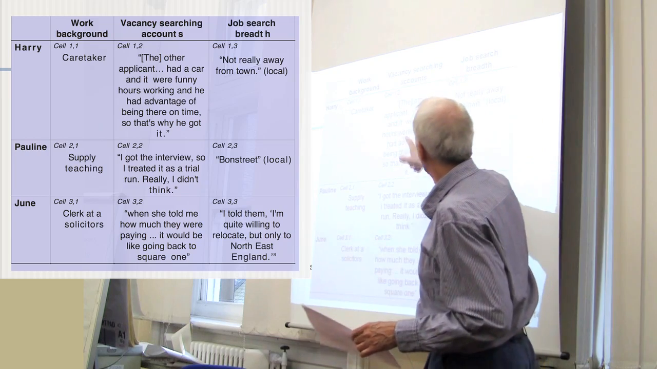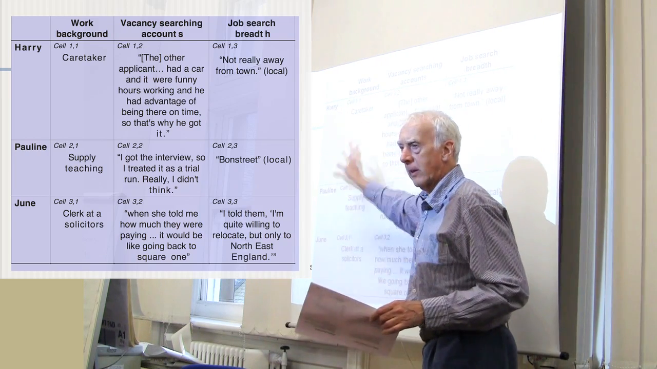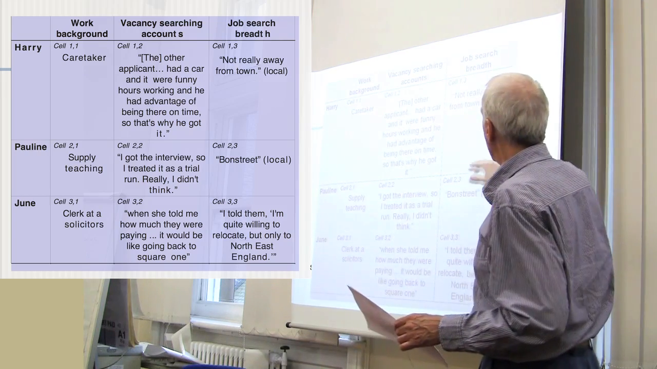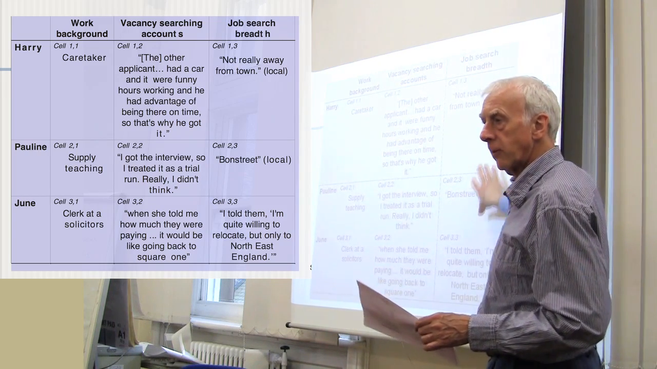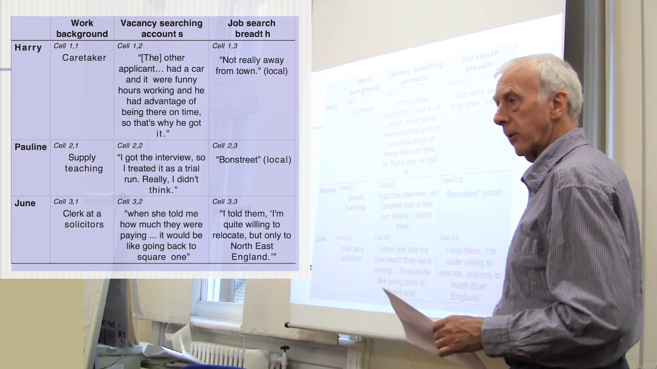Well, okay, they have the same accounts. Why is that? Did they have the same job? Was it the same occupation or background, or was it where they were looking for jobs that made them give similar accounts, or was it something else? Again, if you've got more columns, you can imagine there might be other things to look at.